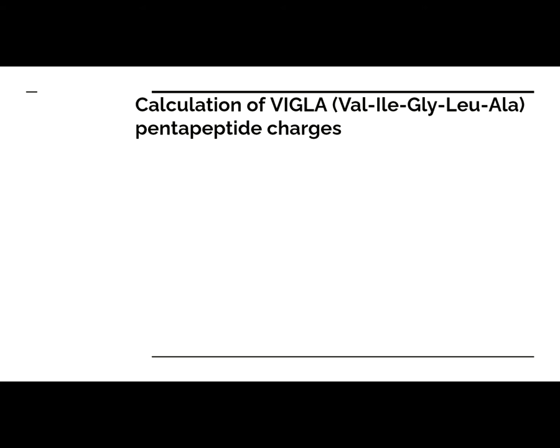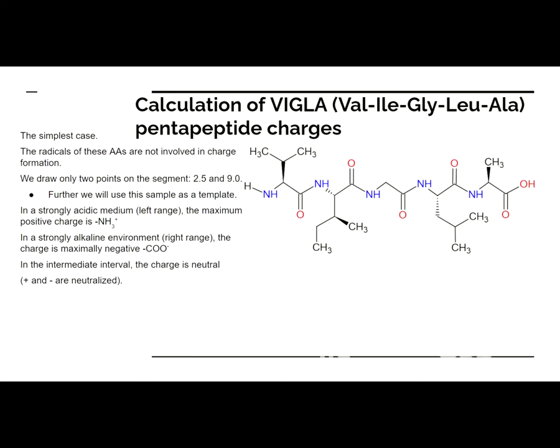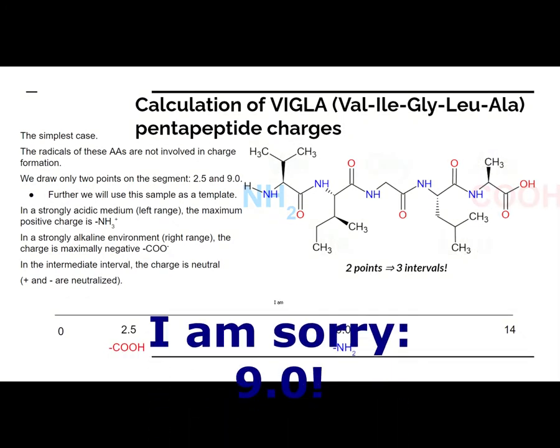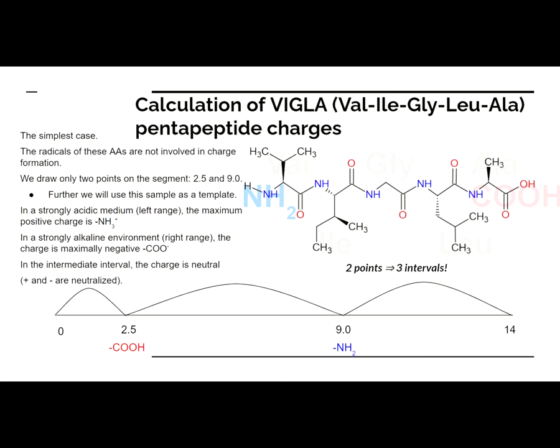This case is the simplest. The radicals of these amino acids are not involved in the charge formation. So we can draw only 2 points on the segment, 2.5 and 9. So this is our pH range from 0 to 14, and we place these two values: for the carboxyl group 2.5 and for the amino group 9.0. In a strongly acidic medium, the left range, the maximum positive charge is plus from the NH3 group. In a strongly alkaline environment, the right range, the charge is maximally negative due to the COO minus group. In the intermediate interval, the charge is neutral because plus and minus are neutralized.